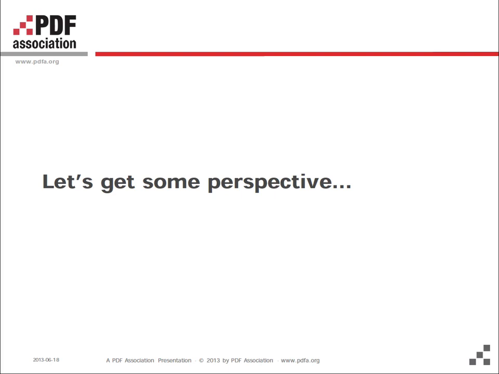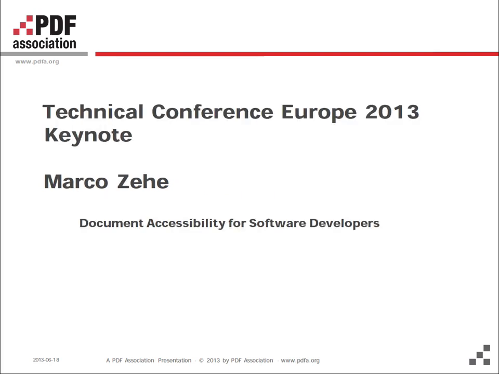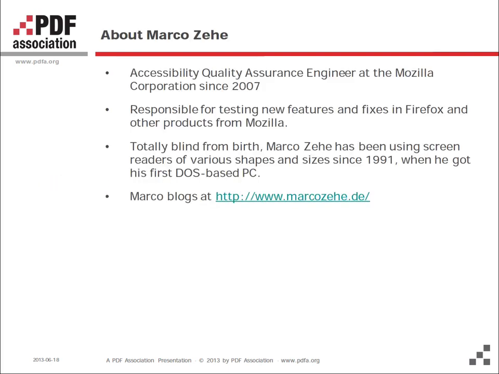Marco Zehe is here from the Mozilla Corporation. Excuse me. He's been working there since 2007, responsible for testing new features and fixes in Firefox and other products from Mozilla. And Marco has been totally blind from birth. He's been using screen readers of various shapes and sizes since 1991, when he got his first DOS-based PC.